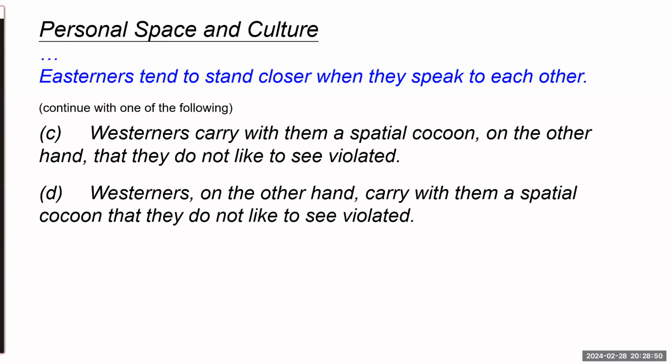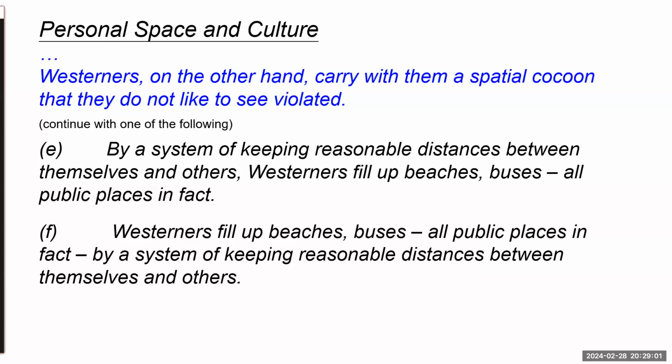What do we have here? We have indication of the textual connection, right? And that comes immediately after Westerners. Westerners, on the other hand. Now, remember, when writing, the writing is to make it as clear as possible to the reader, not to be creative. Now, I know some grammar teachers, writing teachers will tell you, be creative and don't just keep repeating the same thing, and so forth, right? But that doesn't necessarily help the reader. And your purpose is for the reader to be able to understand it as clearly as possible. All right, Westerners, on the other hand, carry with them a spatial cocoon they do not like to see violated, which is the next one.